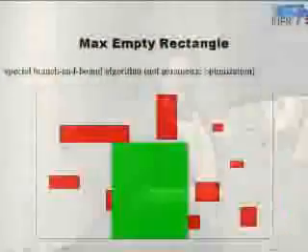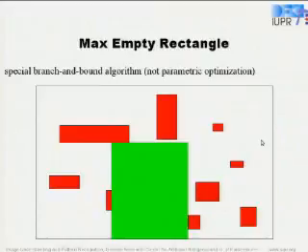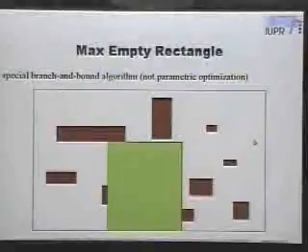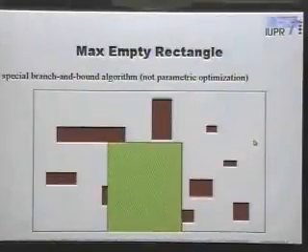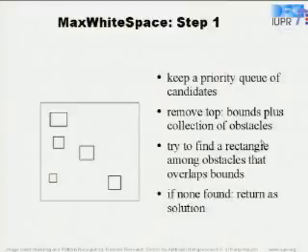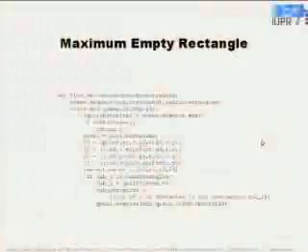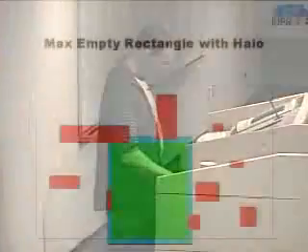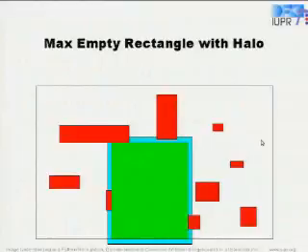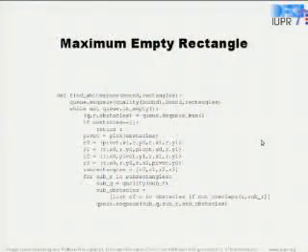Now, I won't have time to go through it, but I should just mention that there's actually a special branch and bound algorithm for finding maximum empty rectangles that are axis aligned. It's actually a neat little algorithm, but we won't have time to go through it. But let me just show you some results. This is actually the whole algorithm in Python.